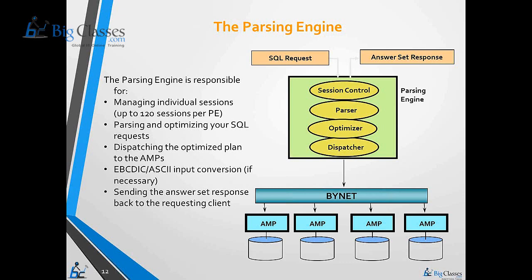Parsing and optimizing your SQL request means, for example, if you write a query, select star from table where employee ID is equal to 20 or 30, how does the parsing engine know that you are using a primary index on the table? Without an index, if you write a query like select star from table, the entire table is searched, that means an all-AMP operation. All the corresponding AMPs will be used to search your data.